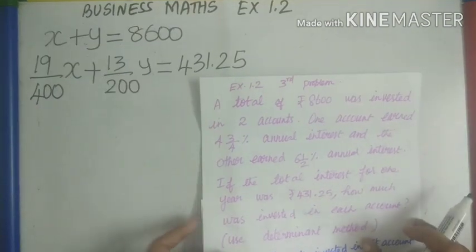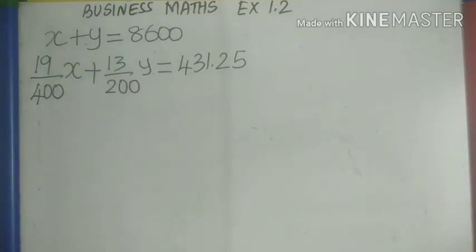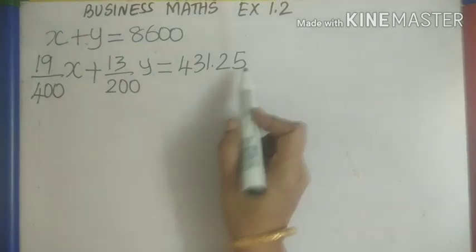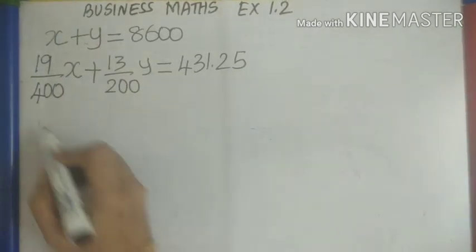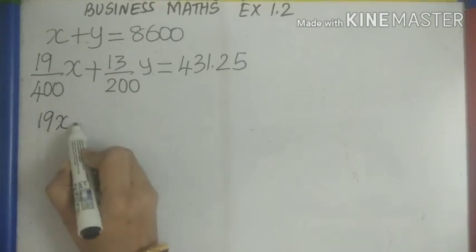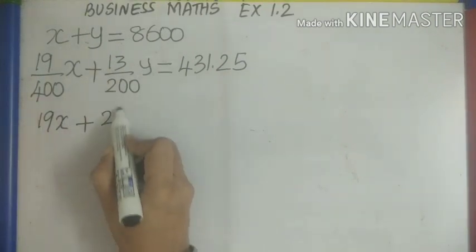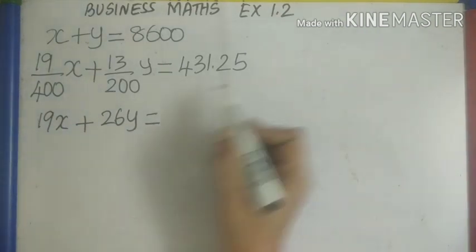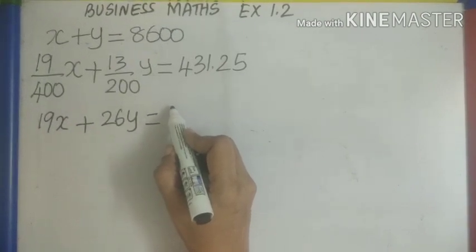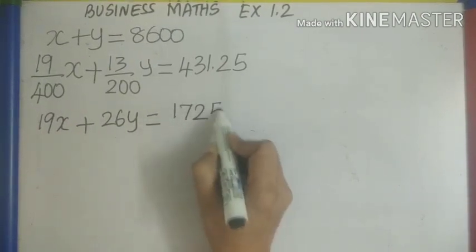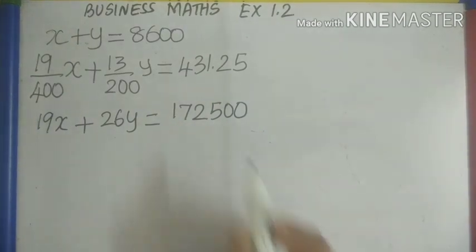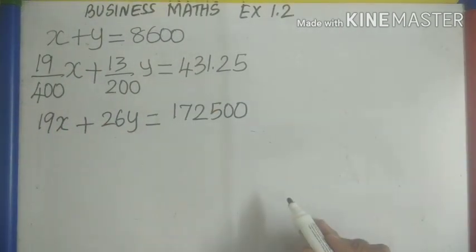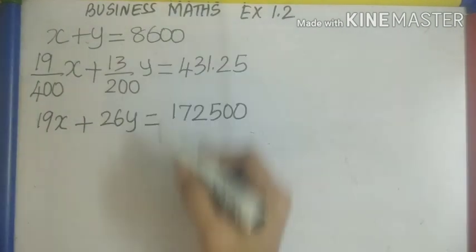Now let us solve the two equations using the determinant method. First thing, let us multiply 400 throughout so we can avoid the fraction. So 19x plus 2 into 13, 26y equal to 431.25 into 400 will give you 172500. You can use calculator to find out the answer. Now we have two equations.